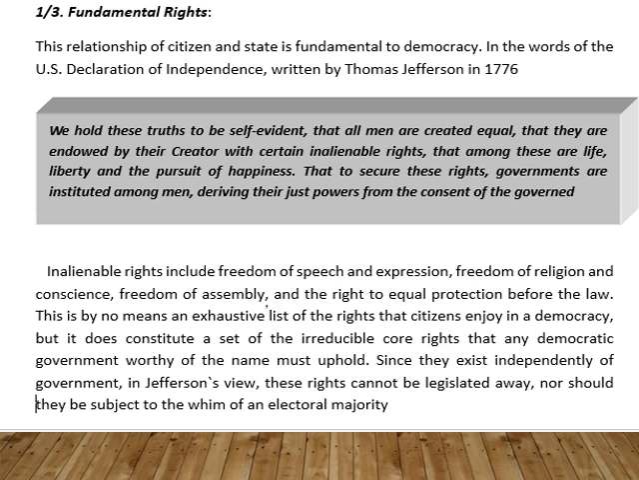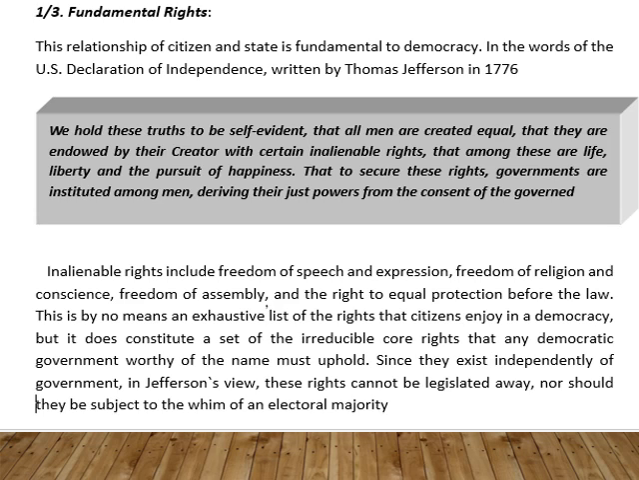This relationship between citizens and state is fundamental to developing a democratic community. In the words of the U.S. Declaration of Independence, for example, Thomas Jefferson in 1776 wrote a very clear statement about this relation. Let's see what he said.